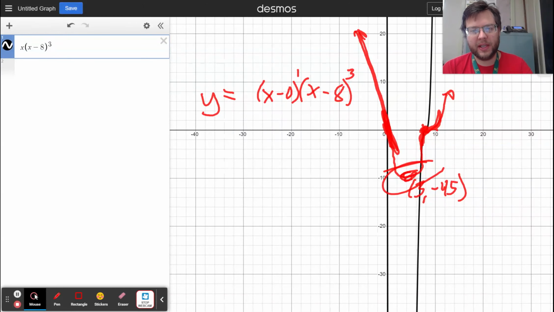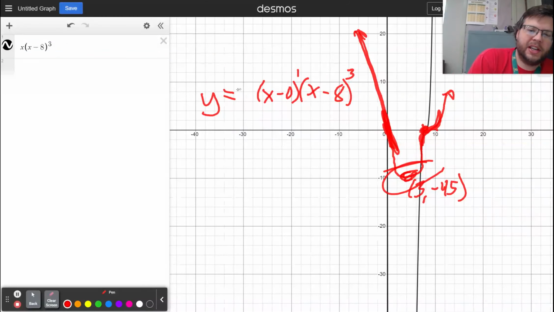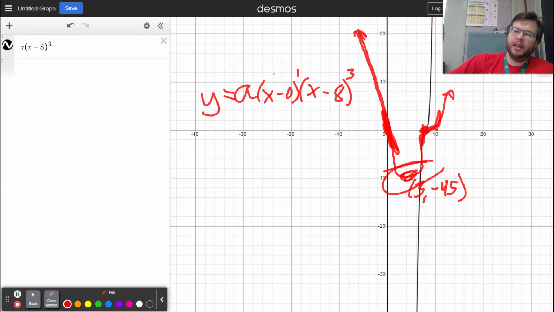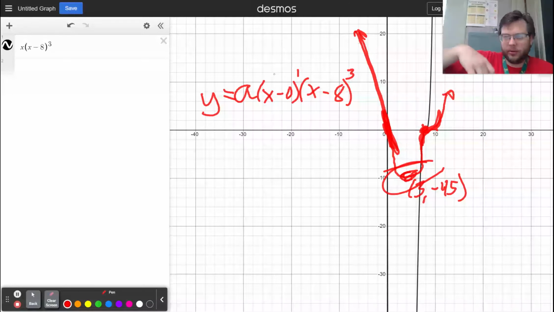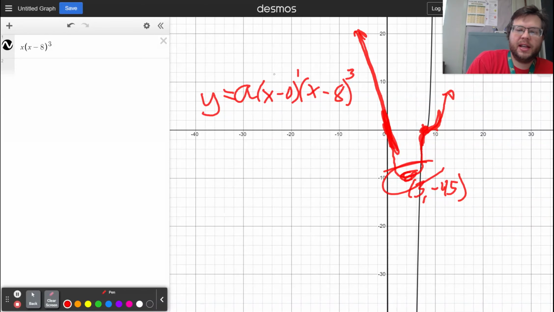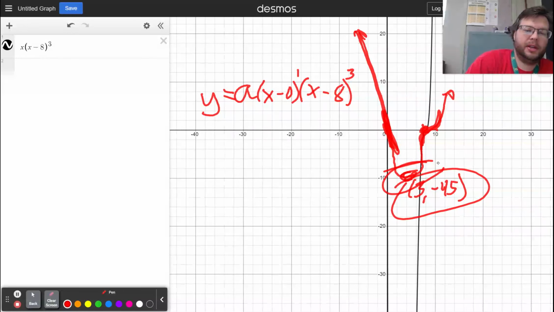But I want to choose the exact equation that lands on (3, -45). So what I do is I just put a letter that I don't know in front of the problem. Multiplying your equation will make it taller or shorter. And then I take the clue that I have of 3 and -45, and I say the y value is -45, and the x value is 3. So I plug it in for both of the x values.